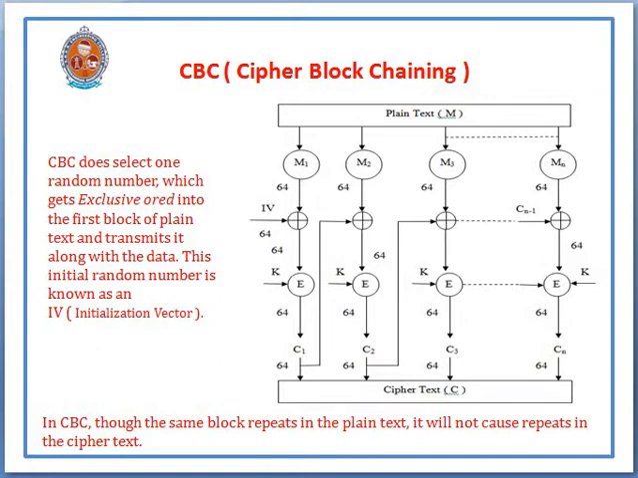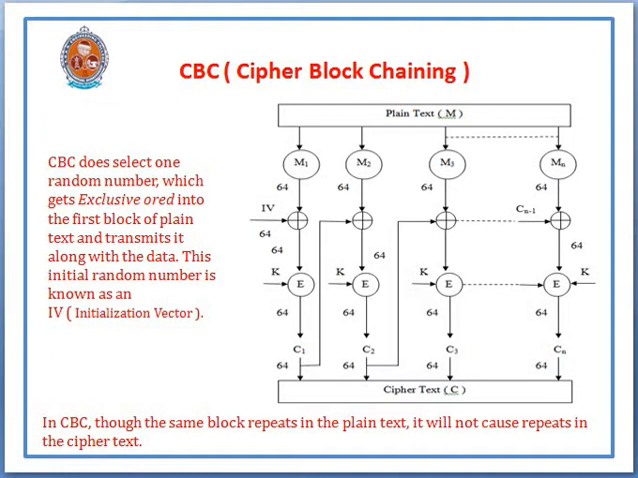Now this is CBC, cipher block chaining mode. Here also we have the plaintext M. The plaintext is divided into 64-bit blocks. If necessary, the last block is padded with zeros on the right hand side. Now M1, M2, M3 and so on Mn are all 64-bit plaintext blocks. CBC selects one random number which gets exclusive-ORed into the first block of the plaintext and transmits it along with the data. This initial random number is what we know as the initialization vector.